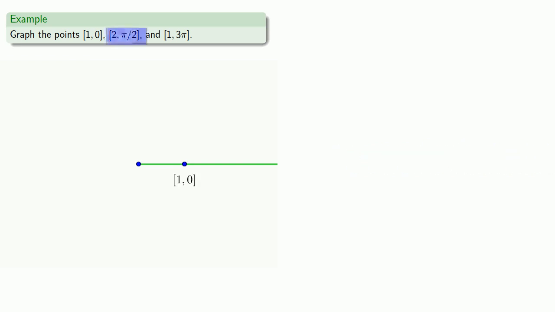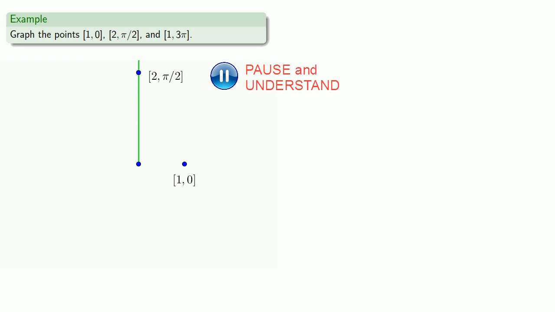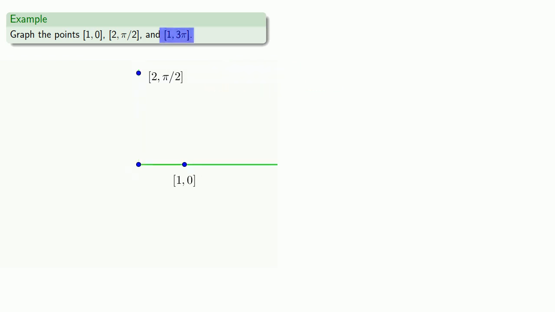To get to the second point, we're going to start at our pole, we're going to turn an angle of pi over 2, and then we're going to walk out a distance of 2 units. And for our third point, we're going to start at our pole, we're going to turn an angle of 3 pi counterclockwise. So remember, 2 pi takes us once around, and that extra pi is going to take us halfway around. So this is 1.5 turns around. And we'll walk out a distance of 1 unit.